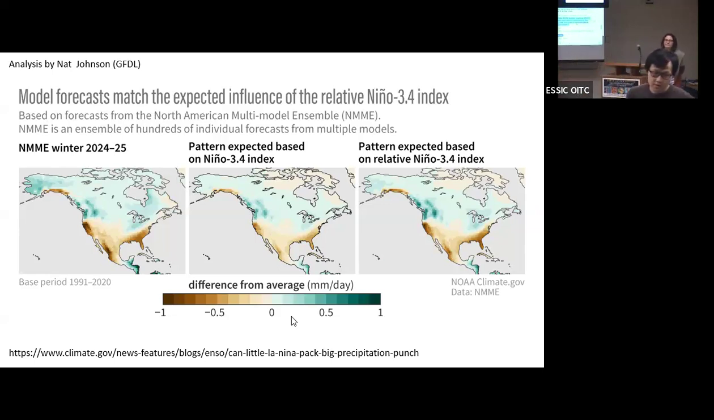Hi, great talk. Thank you. I was just wondering if you had any speculation on why the difference between the traditional and relative index has become so pronounced over the past year. And then maybe a follow up, given that that is what you're seeing, what is the plan for maybe switching over to the relative index as the primary ENSO index at CPC?